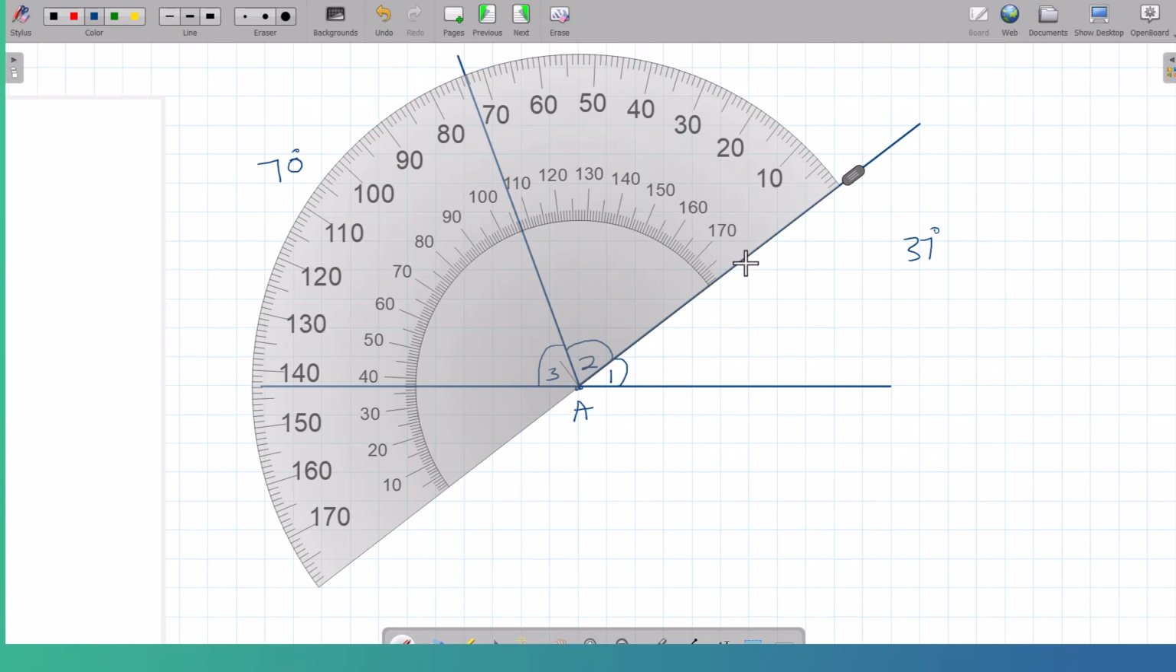Now, look here. You see this is 170 inside here, so this is not zero. It's not far from zero, it means this is 180. So outside, this is the zero here. So this is 0, then 10, 20, 30, 40, 50, 60, 70.